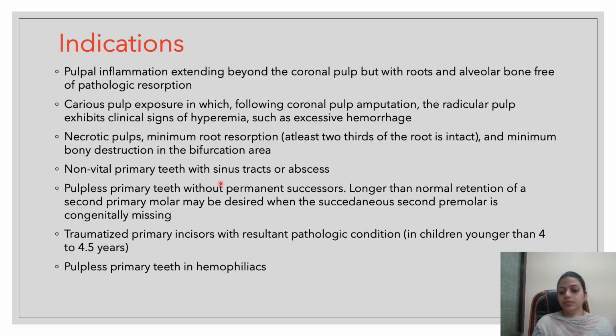Non-vital primary teeth with sinus tract abscess are indications. Pulpless primary teeth without any permanent successors. When we need longer than normal retention of a primary tooth, then we need to do pulpectomy. Traumatized primary incisors with resultant pathologic condition in children who are younger than 4 or 4.5 years, and pulpless primary teeth in hemophiliacs or patients who have such diseases.